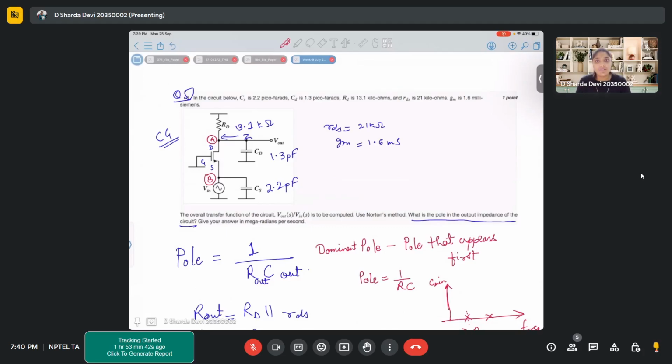Ma'am, you did not consider the 2.2 picofarad capacitance? Yeah, because we are only talking about the output node. Okay, fine, thank you. Yeah, you're right. Any doubts? No, at the B node it is 1 by gm into CS, ma'am, the pole. Yes.